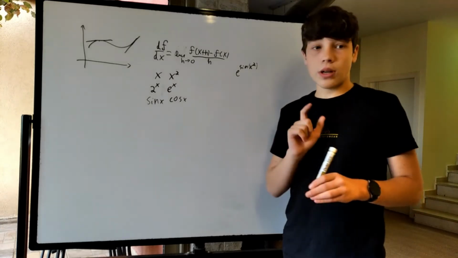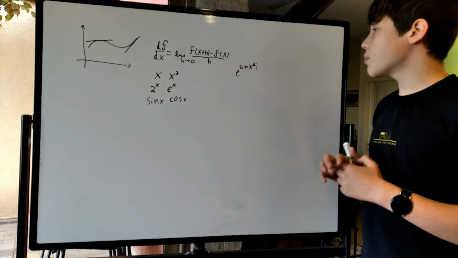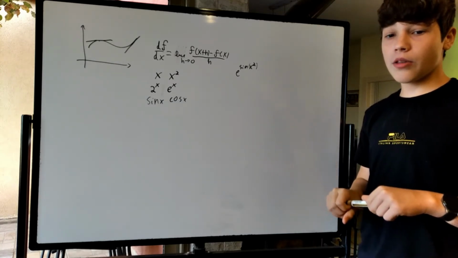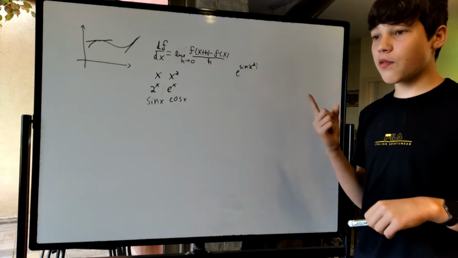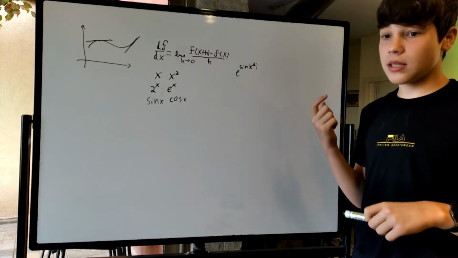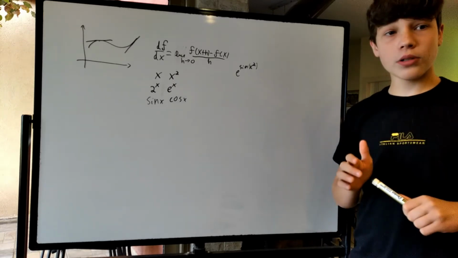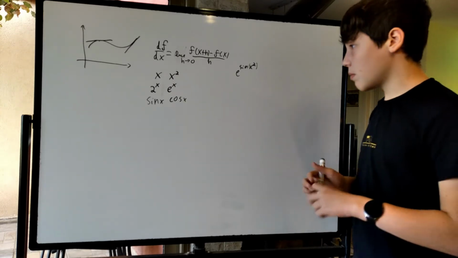So this is what we're going to do. And we're going to prove two properties. There are actually three important ones, but the first one is just addition, and it's pretty simple. We're going to prove the product rule and the chain rule.